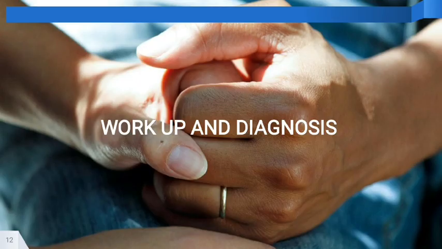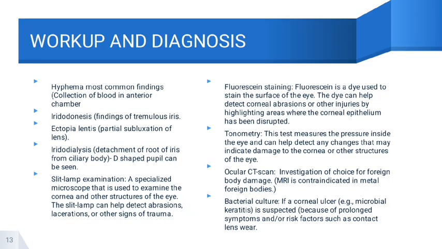Workup and diagnosis. Starting with hyphema, the most common finding. Then iridodonesis, a finding of tremulous iris; ectopia lentis, partial subluxation of the lens; iridodialysis, detachment of the root of the iris from the ciliary body; or a D-shaped pupil can be seen.